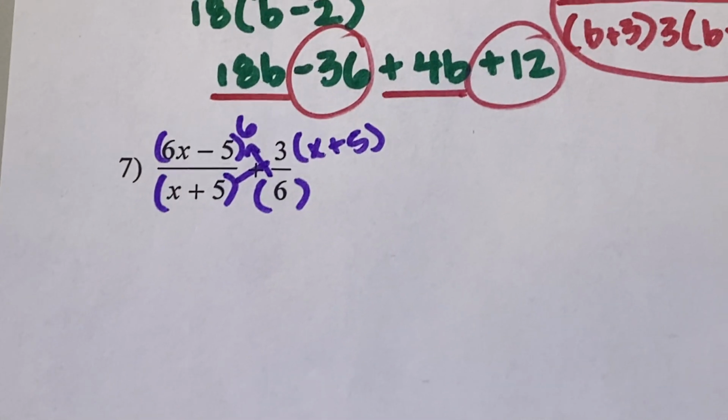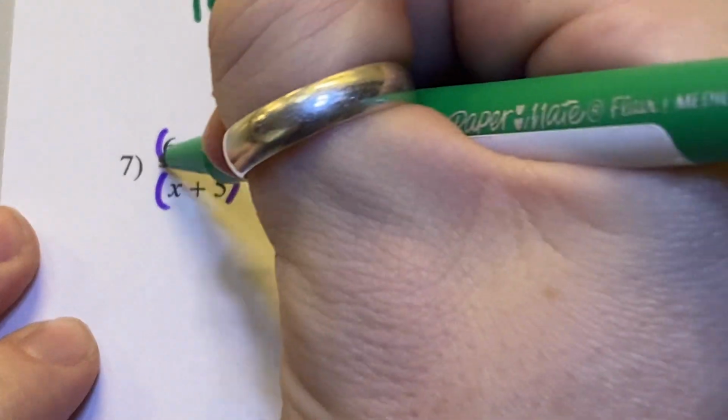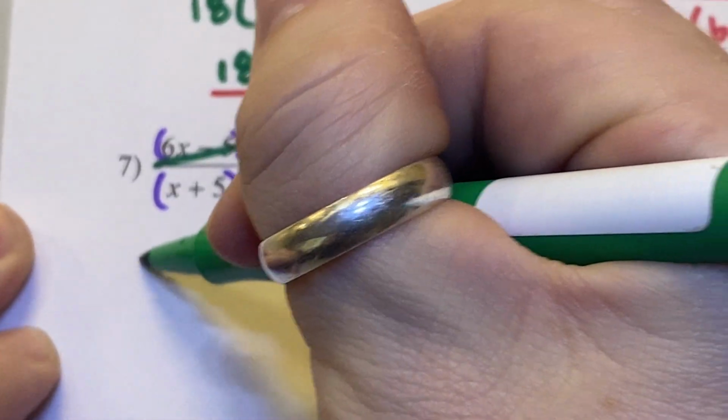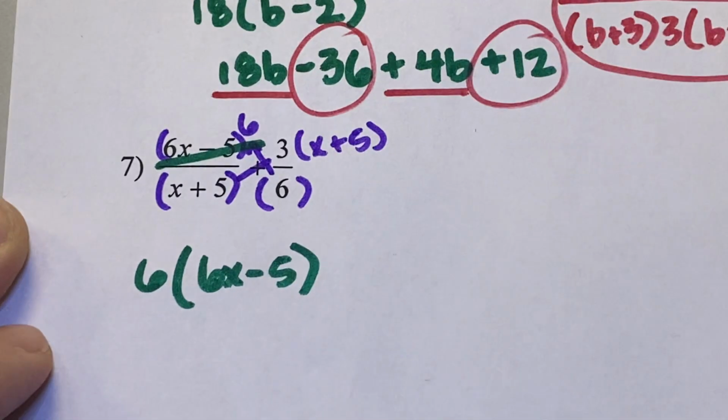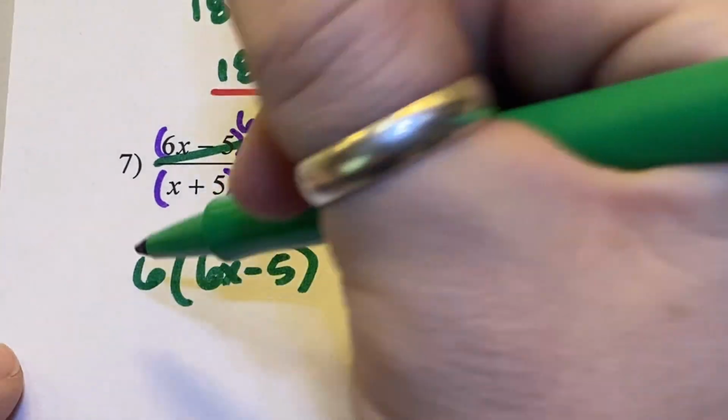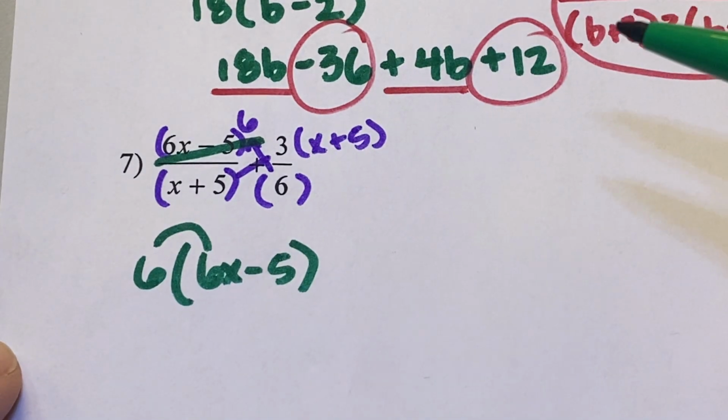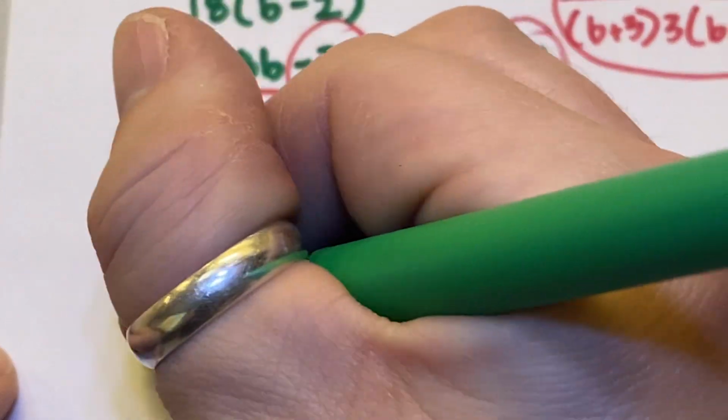Okay, so let's do our first numerator. I'm going to write this a little differently: 6 times 6x minus 5 is that first piece. Let's figure out what that's going to be. 6 times 6x? 36x.